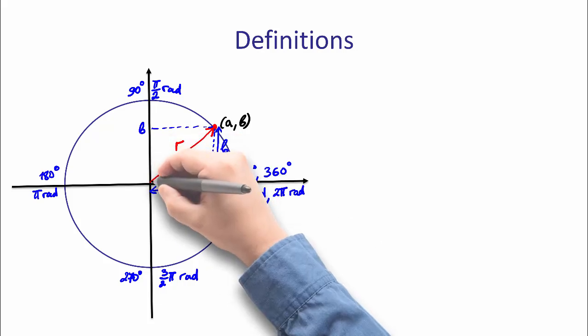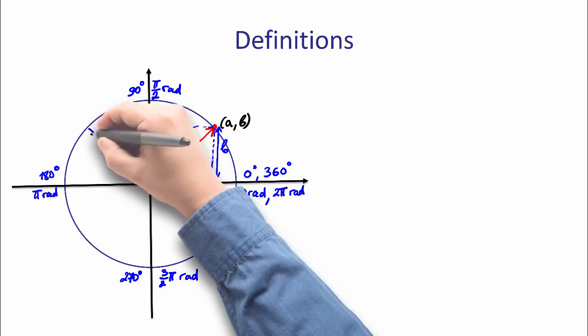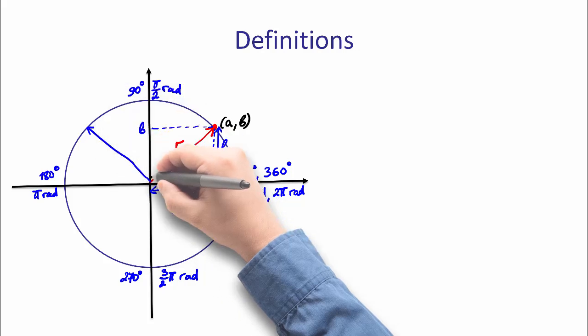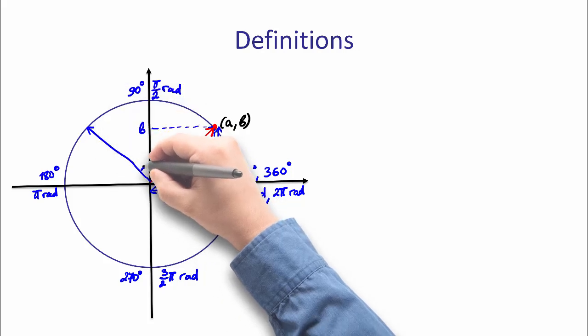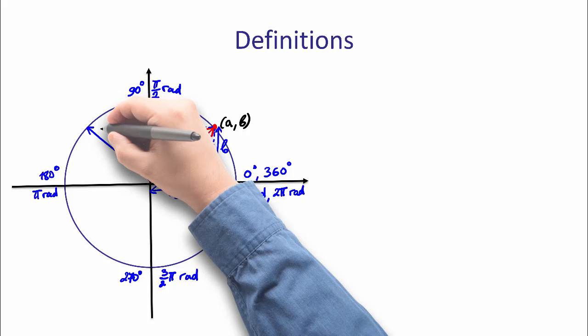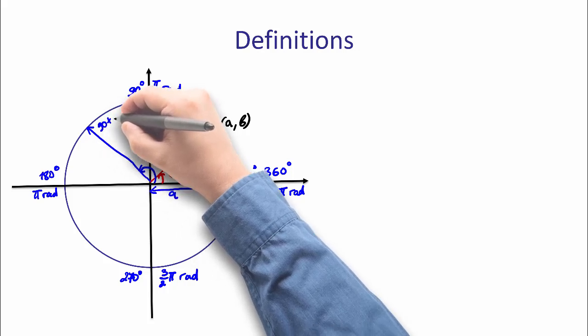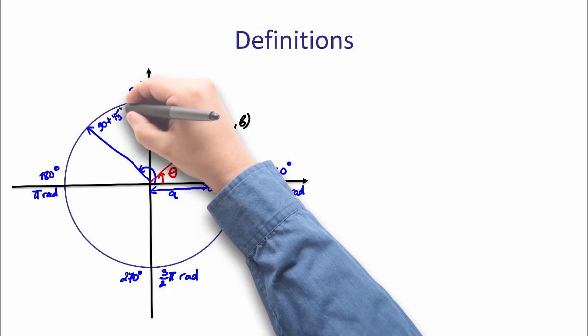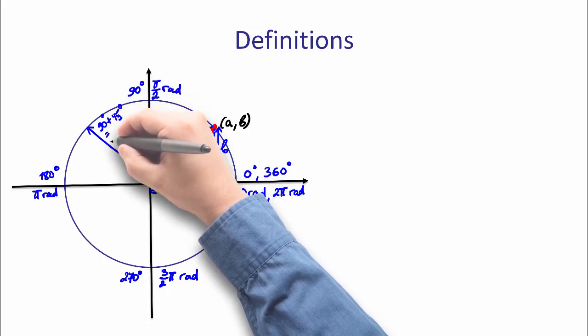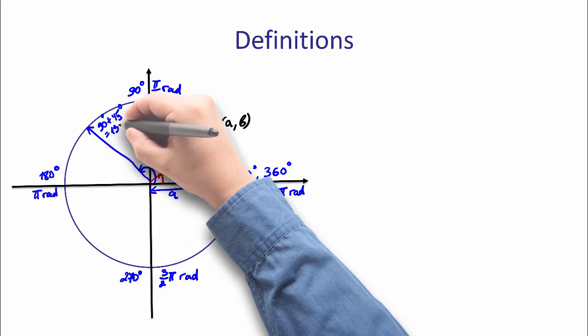For example, if you go halfway here, then you need to compute that angle. And that angle will be basically 90 plus 45 degrees, which will be total 135 degrees.